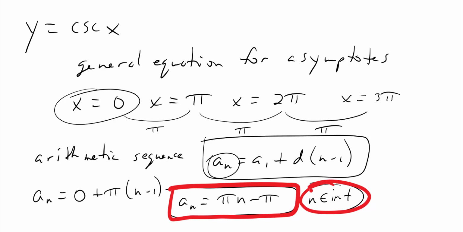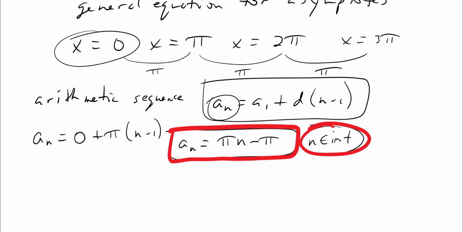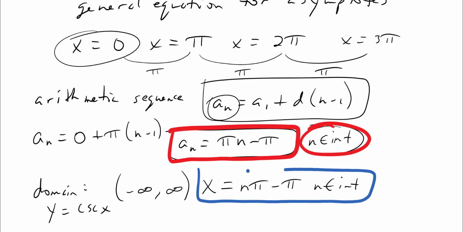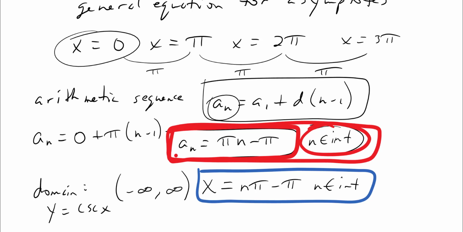All right, so I'm going to scroll down a little bit because now you're saying, well, how does that even work with domain? Well, do you guys agree? It's every place we even said domain. Domain, for just y equals cosecant of x, is from negative infinity to positive infinity. X cannot equal n pi, or pi n, it doesn't matter, n pi minus pi, where n is an integer. That's what you're going to tell me. So you just repeated what you just did here. Because that's what the domain is. The domain is every place except for where there's an asymptote.